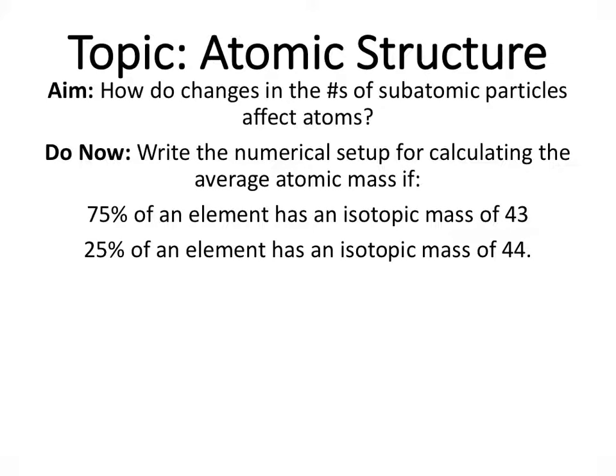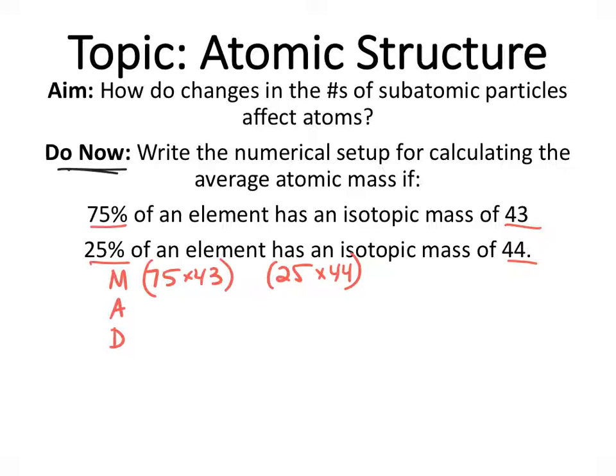Today we're going to look at the concept of ions and how they form. So this review question here, write the numerical setup for calculating average atomic mass. So we're dealing with percentages and masses of isotopes here. So this is where you could apply the MAD calculation of 75 times 43 and 25 times 44, add those two values together, and then divide by 100 to get your answer.